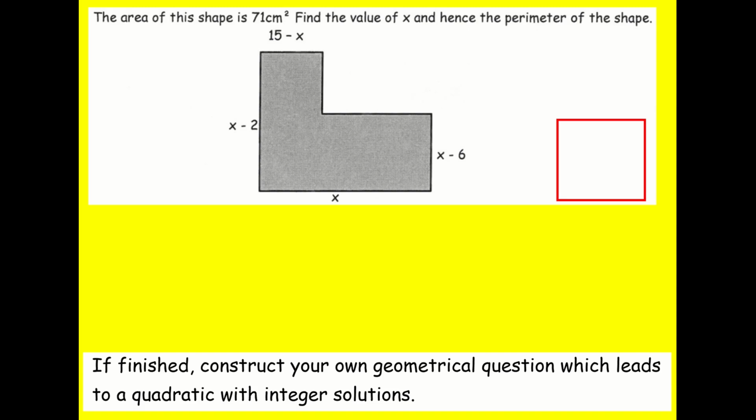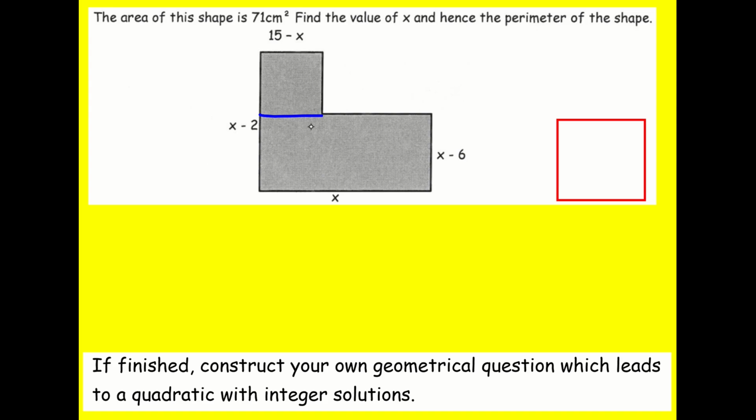Well, we first need to create an equation. We know that the area is 71, so let's find the area in terms of x. We can either split it this way into two rectangles or this way. Which is easiest to do? That's a judgment call. I think I'm going to do it the horizontal way.